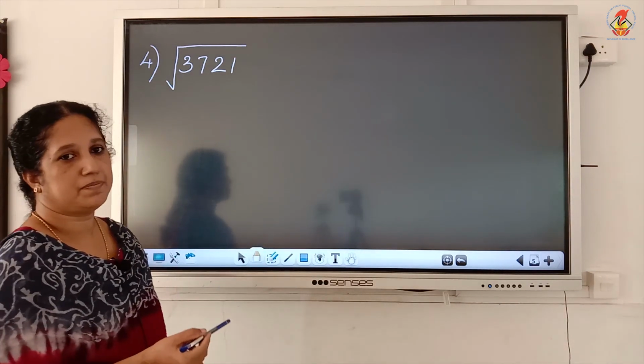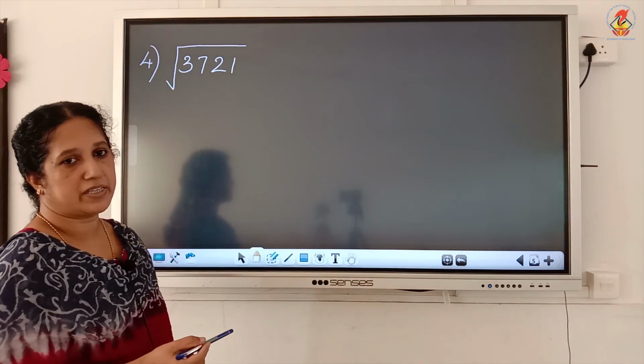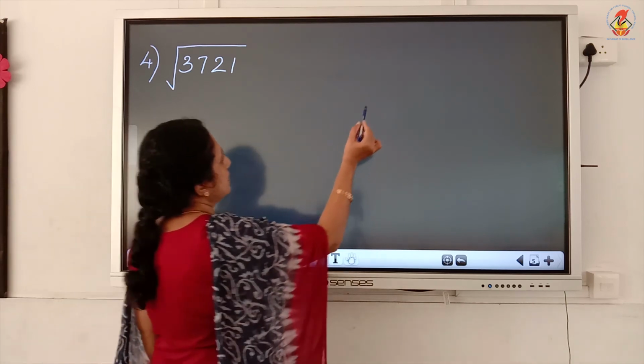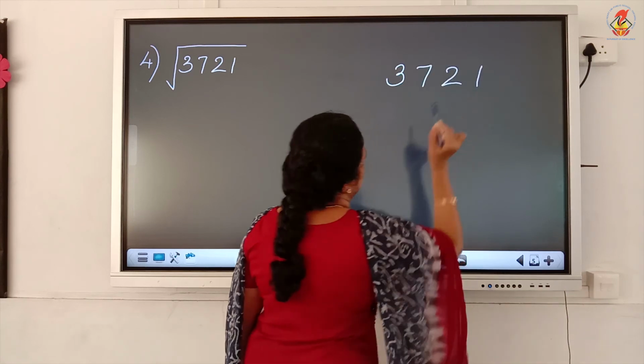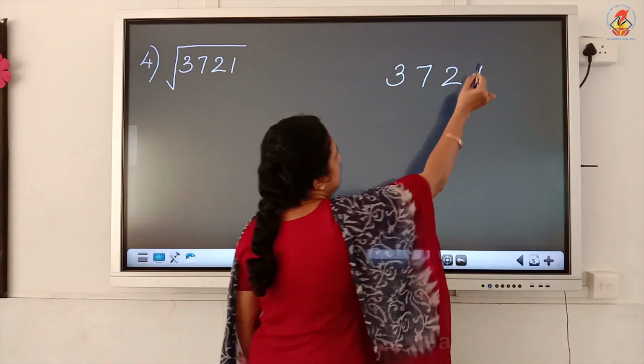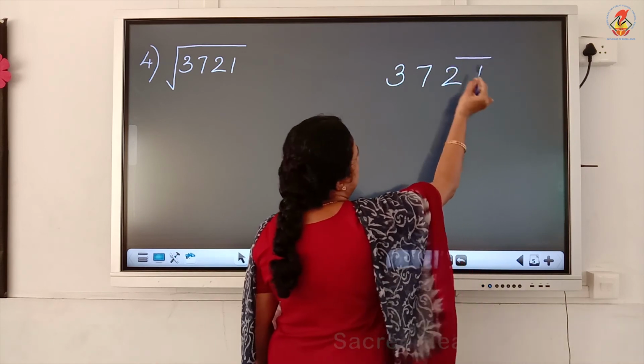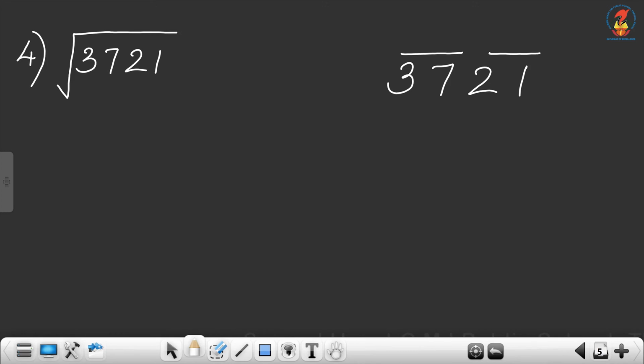Now one more number, 3721. Find the square root of 3721. So you have to put a bar over every pair of digits starting from the digit at 1's place. Then consider the number under the extreme left bar, that is 37. Find the largest number whose square is less than or equal to 37.